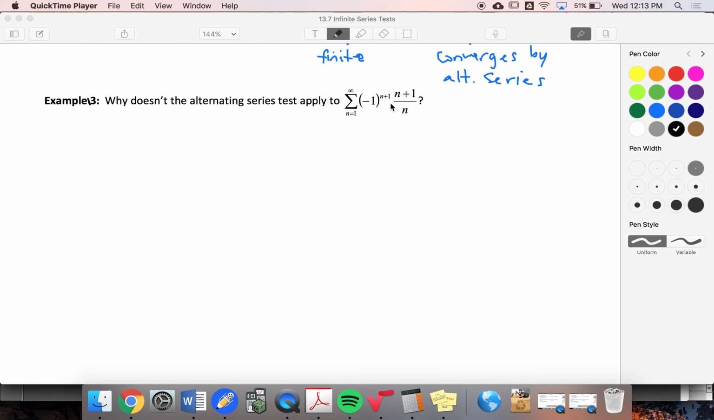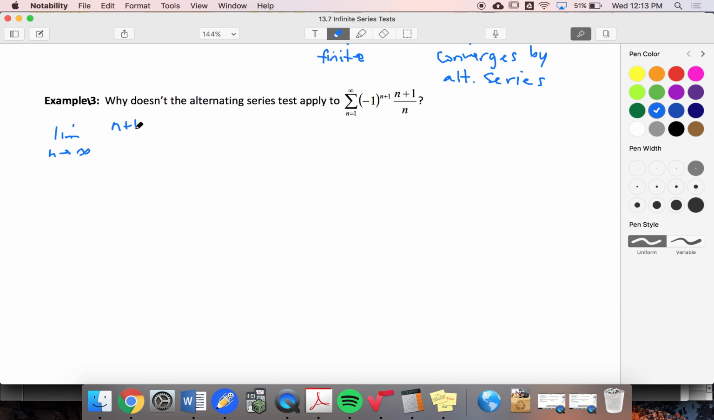One, I know I have an alternating series. I can tell that the terms are positive, so the test is not going to apply if it's not decreasing or if my limit as n goes to infinity of a_n does not equal 0. That's the easiest one to test, so I'm going to start by testing that one.